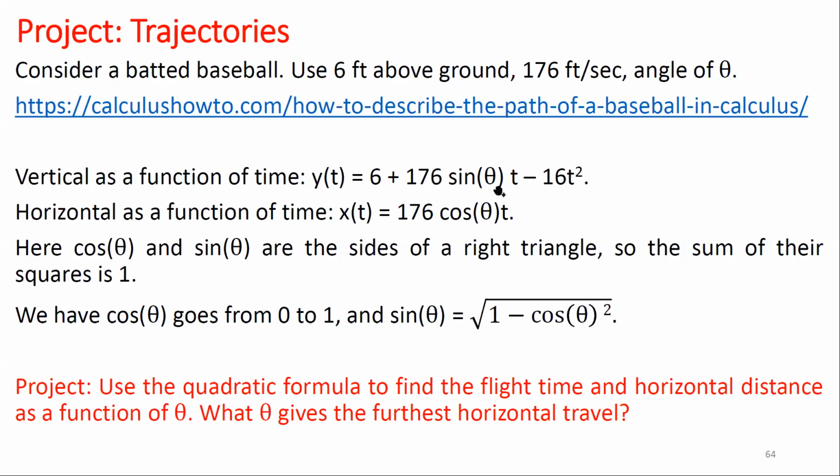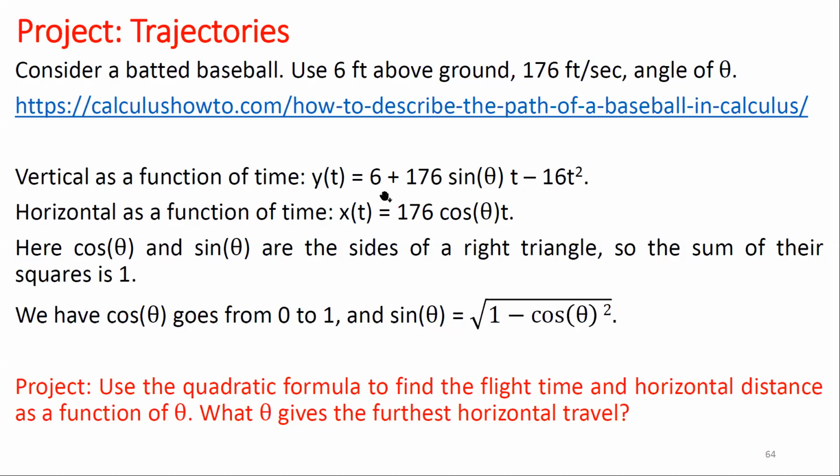In our parabola, is the coefficient A the coefficient of t squared, of t, or the constant term? For a parabola, we've been calling the coefficient of x squared or t squared A, and the coefficient of x or t B, and the coefficient of the constant term C. So when you look at this, what is A in this equation? Negative 16. What's B? 176 sine theta. And what would C be?